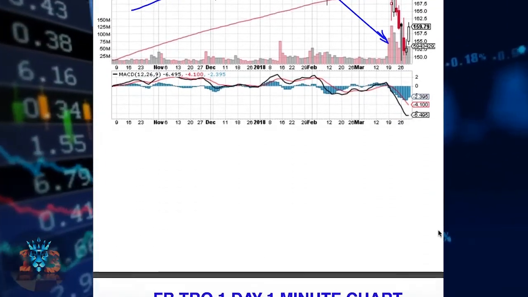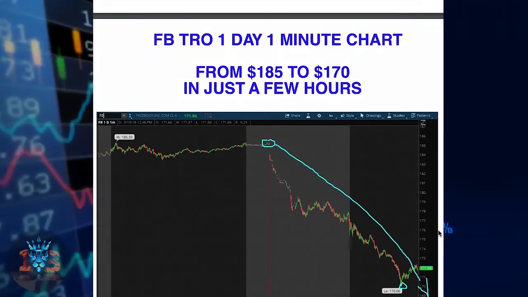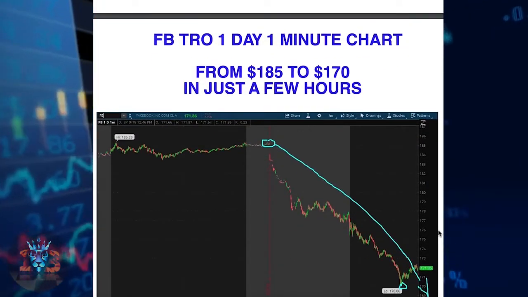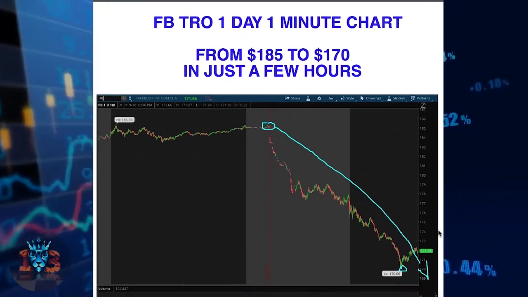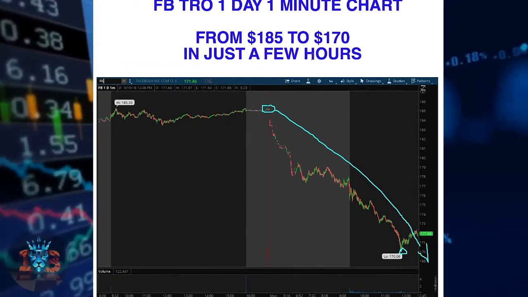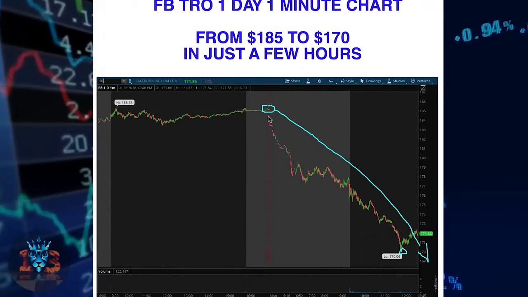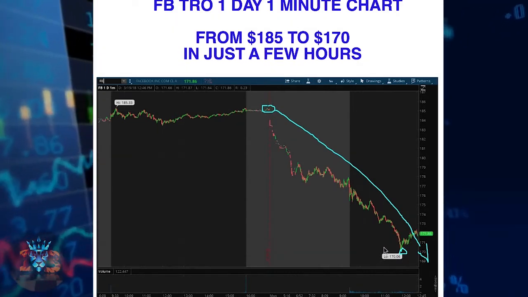Now this is how the chart looks for Facebook: trend reversal on 1 minute, 1 day. When it fell from 185, in this case, that particular day, I believe it was a Monday, it fell from 185 to 170 in just a few hours. You can see there it falls right here all the way to, so that's a $15 move.